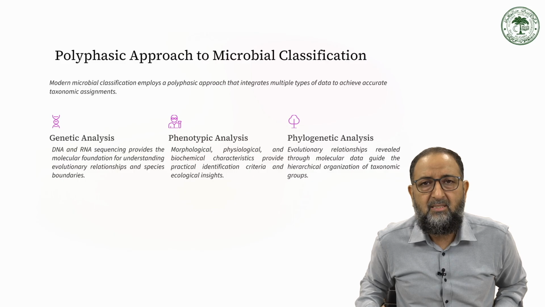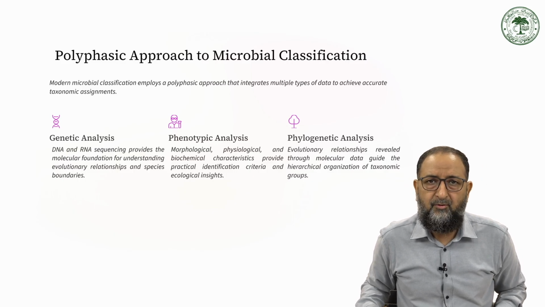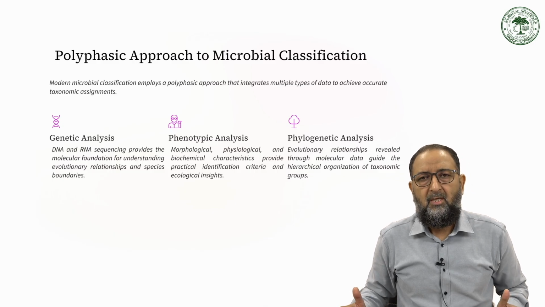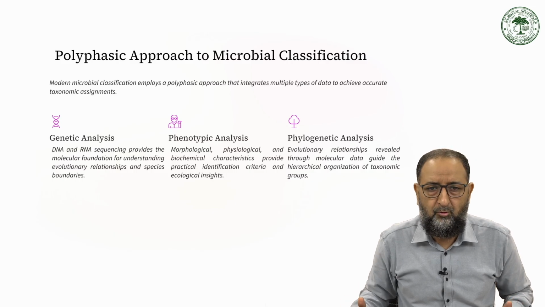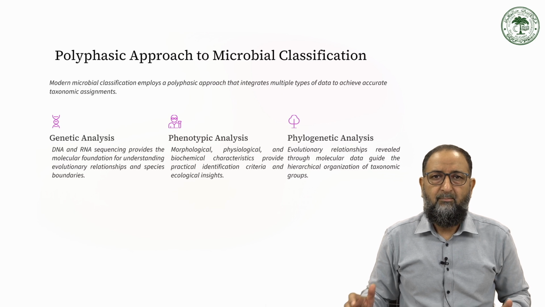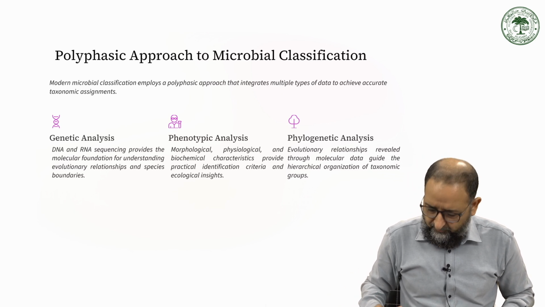Now, phenotypic analysis: this is the expression of the phenotype of organisms, the expressed characters which we can visualize by naked eye or to some extent in the microscope, the morphological and physiological changes, and biochemical characteristic features in the form of some byproducts, right? And these help in identifying the criteria for classification.